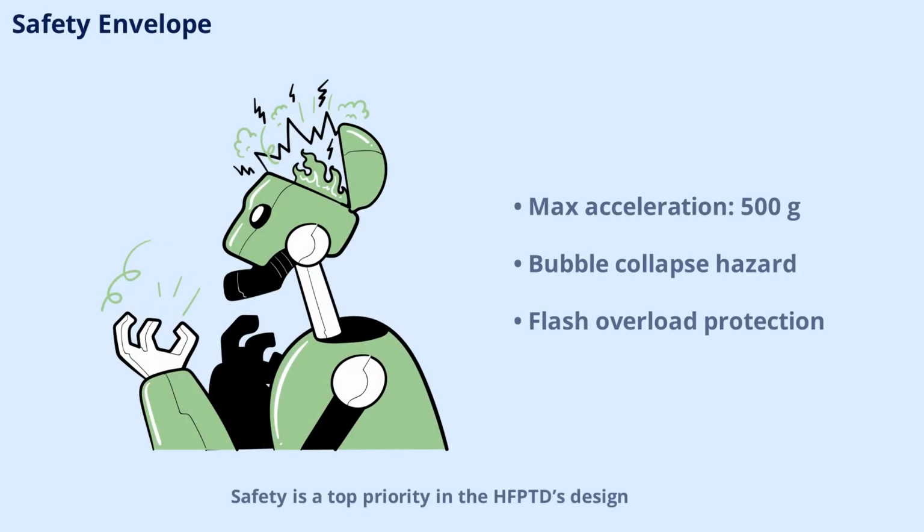Safety is a top priority in the HFPTD's design. Maximum safe acceleration is capped at 500 G, with strict protocols to prevent bubble collapse and flash overload. If the translation bubble collapses at high speed, the craft re-enters normal inertia, risking structural failure. Flash phase nodes are protected against overloads exceeding 10^8 joules, ensuring operational integrity under all conditions.